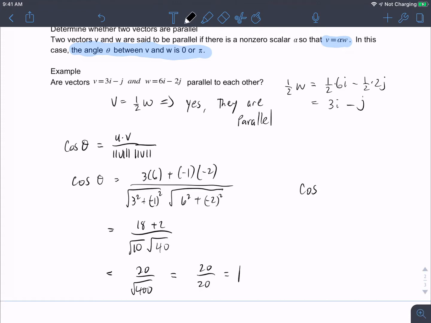Well, what is cosine theta of 1? Doesn't that tell us that theta is 0? And this is the other way to show that they are parallel. And it's this one because it shows that, in fact, the angle between them is 0 or pi. Okay.